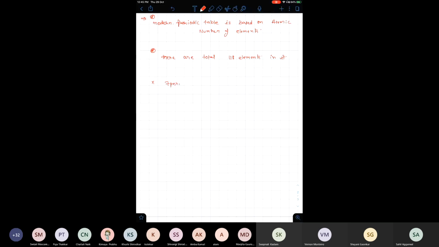There are 7 periods, which are horizontal rows in the modern periodic table, and 18 groups, which are vertical columns in the modern periodic table. Copy it fast.